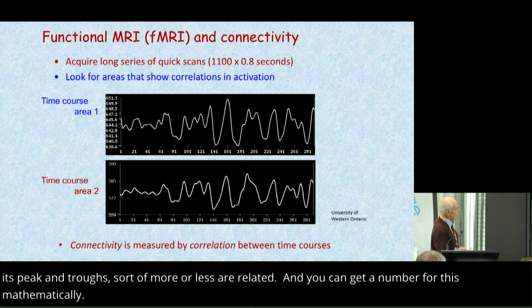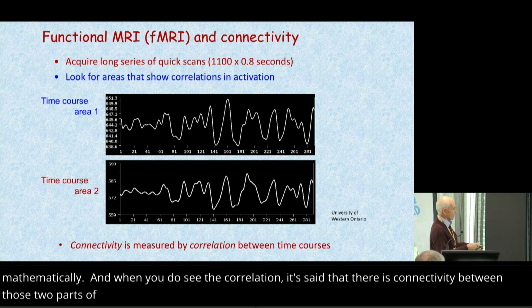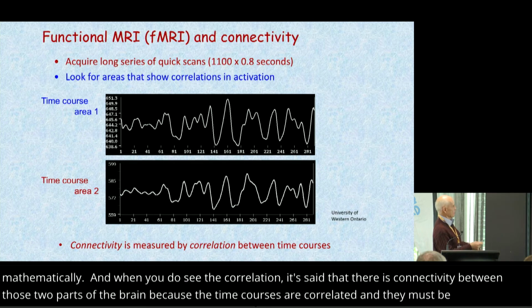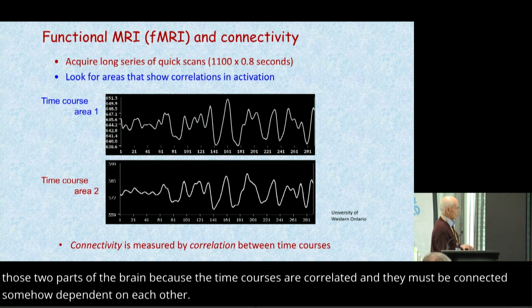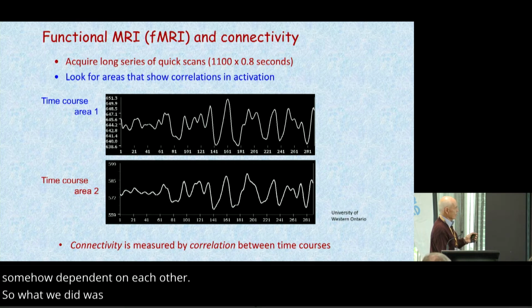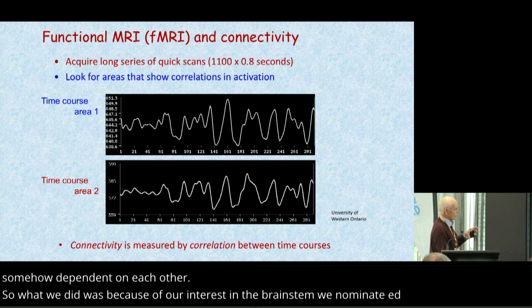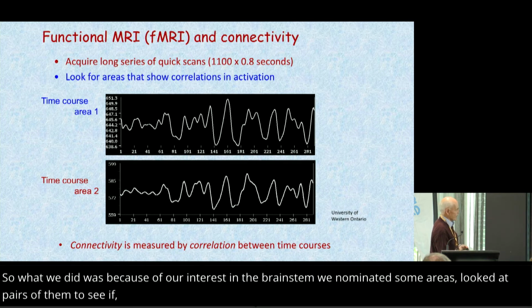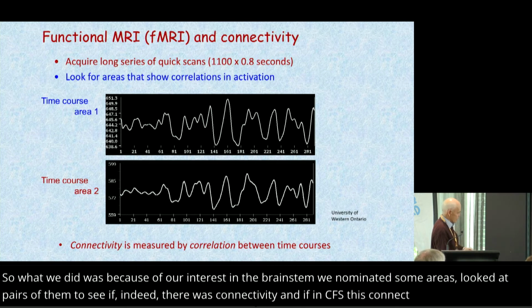And when you do see the correlation, it's said that there is connectivity between those two parts of the brain, because the time courses are correlated, and they must be connected, somehow dependent on each other. So what we did was, because of our interest in the brainstem, we nominated some areas and looked at pairs of them to see if indeed there was connectivity, and if in CFS this connectivity was different to controls.